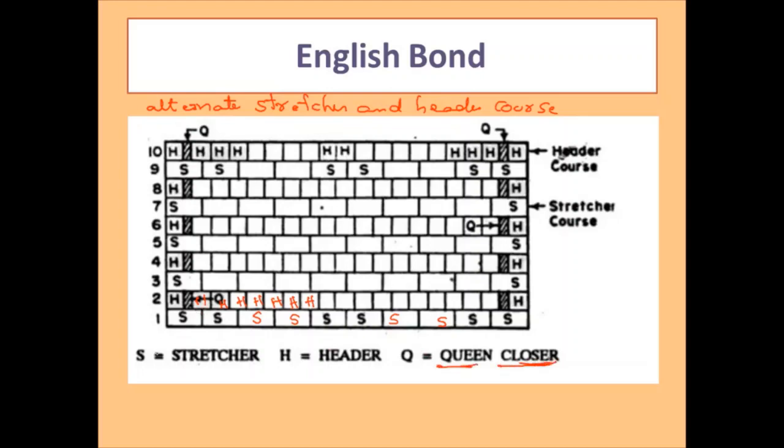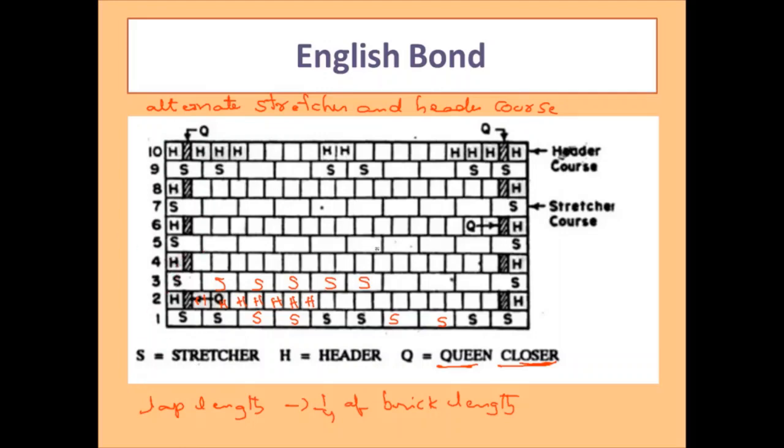Okay, so what is the lap length here? Again it will be the same, because if you see the vertical joints, here there is a vertical joint and here there is a vertical joint, so it will be equal to 1/4 of the brick length. Okay, then if you go to the third course, again it completely consists of stretchers, and the fourth course will be the same as the second course.